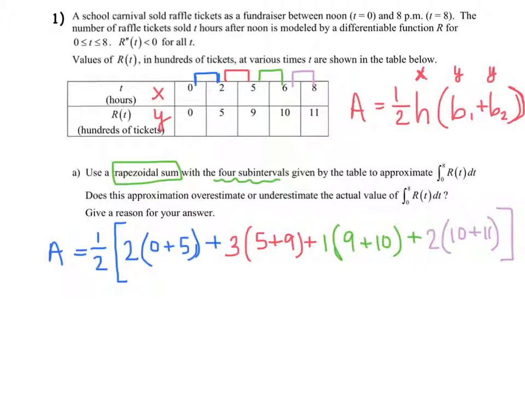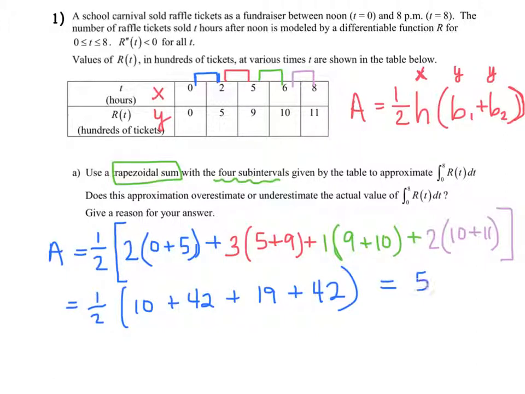So I would say 1/2 times 10 plus 14 times 3 is 42, plus 19 plus 21 times 2 is 42. All right, so we're going to add those together and take half of it and get our final answer. Okay, so I did some calculations and I found that I have a sum of 56.5, or I could say 113 halves. So either one of those would be my approximate area under the curve, okay?